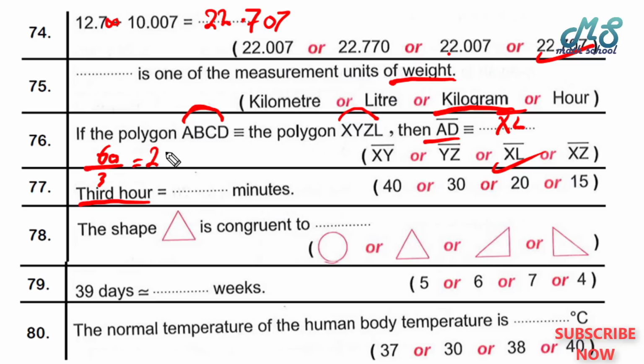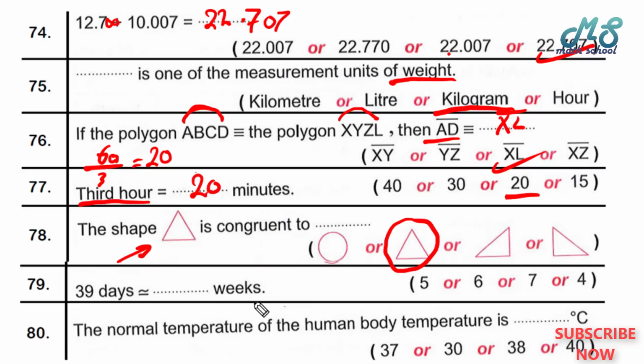equals what? equals 20 minutes. So we choose 20 minutes. Number 78 says the shape is congruent to... of course, this is an isosceles triangle. Which one is the isosceles triangle, Mister? The second choice.